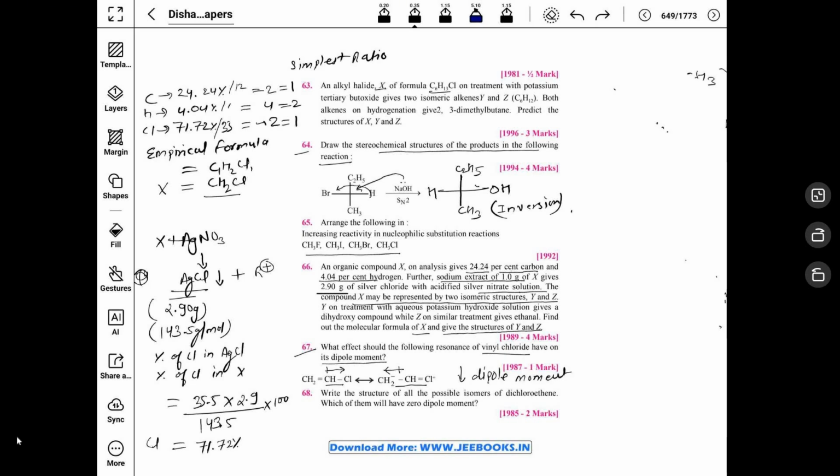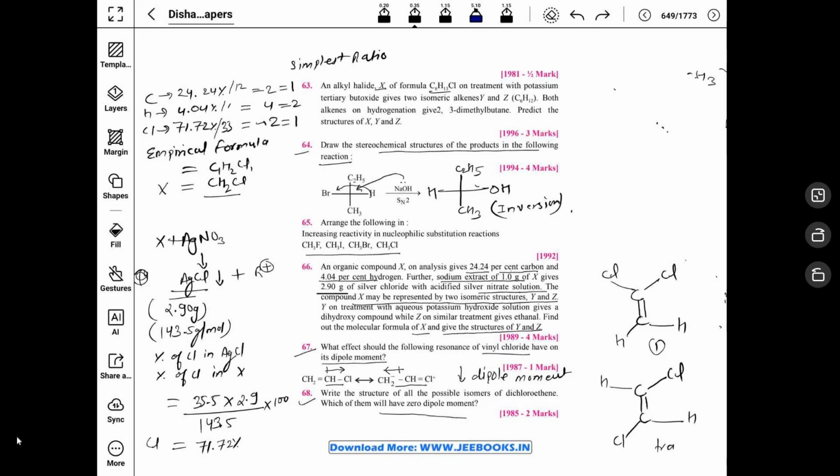Okay, now moving to the next question, 68. Write the structure of all possible isomers of dichloroethene. Which of them will have zero dipole moment? So dichloroethene: two carbons are there, with a double bond, and two chlorines, and this is the hydrogen. So this is one structure, and another structure could be where you put the chlorine on different carbons with this trans geometry.